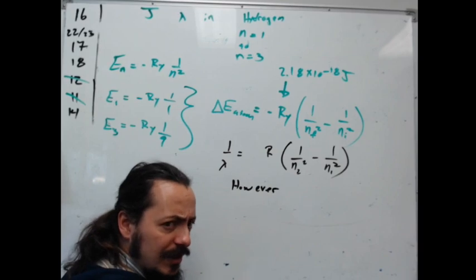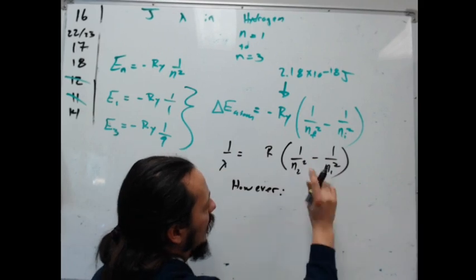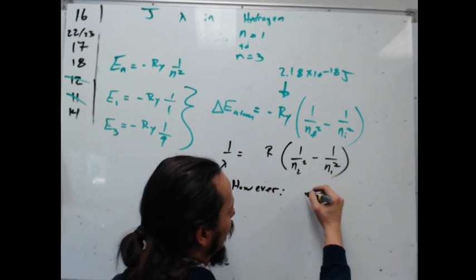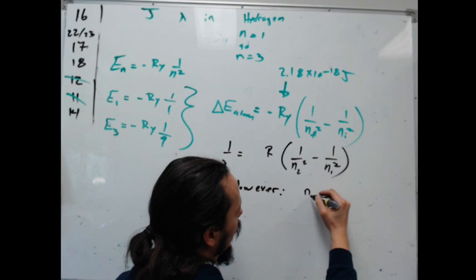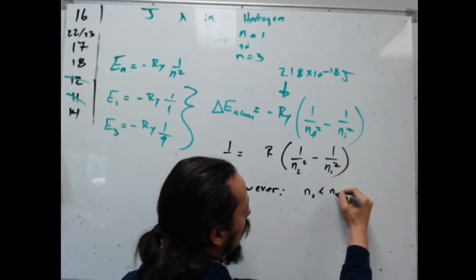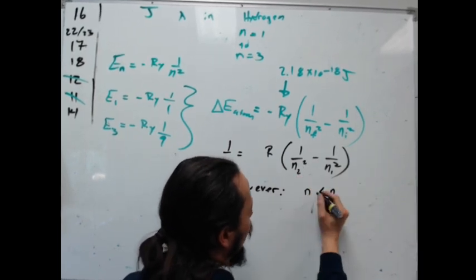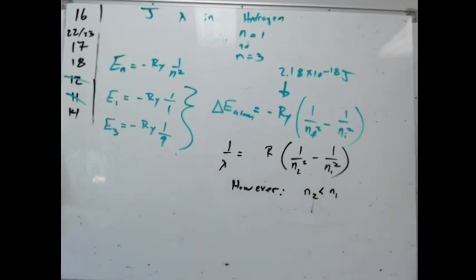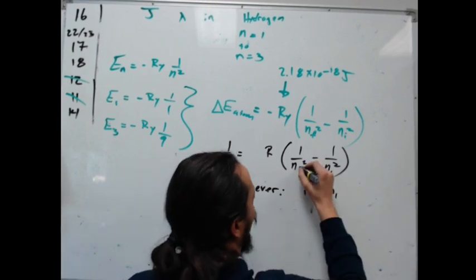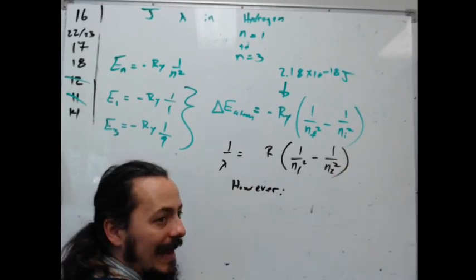Does someone have the equation sheet? Yeah. So, however, let's see if I can get this right. And n2 must be less than n1. Sorry, inverses always mess me up. So on the equation sheet it says it's 1 over n1 squared minus 1 over n2 squared. Okay, we can do that. And then I've just got to change my however.